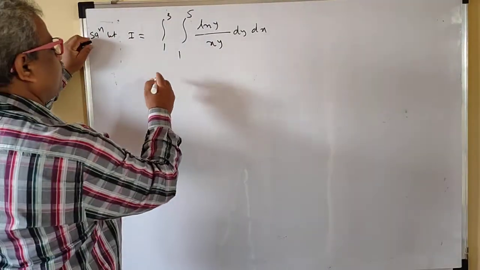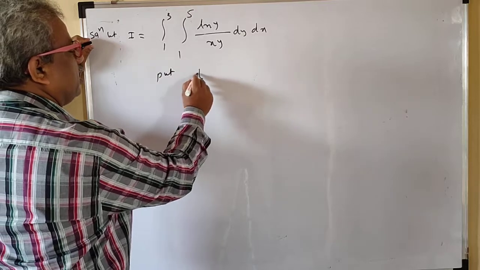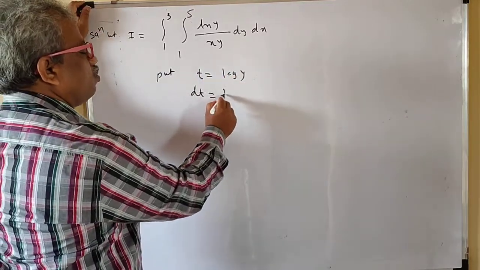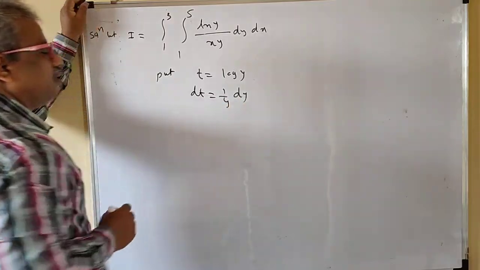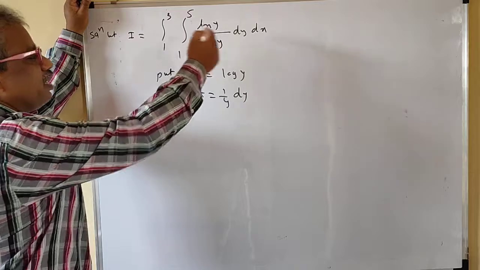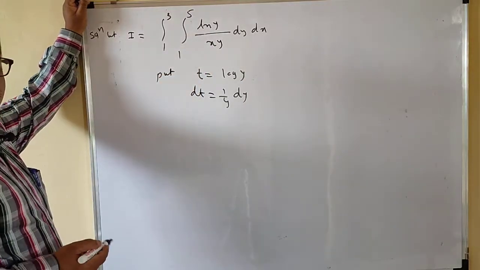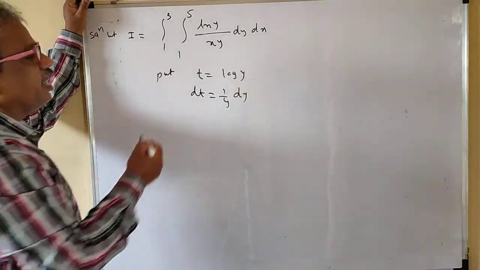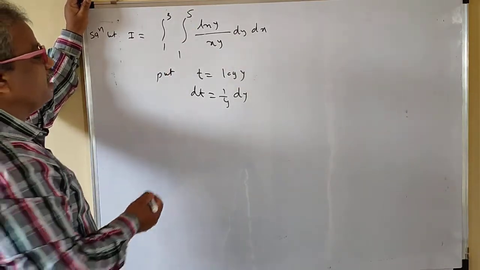We'll put t is equal to log y. Okay. So dt is equal to 1 by y dy. Now see that we are converting this y in terms of t now. We are changing the variable now, right? So now these are the limits of y, so we will write the limits of t now here, right?